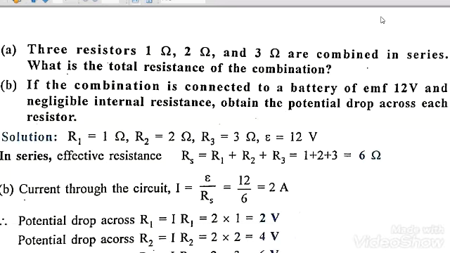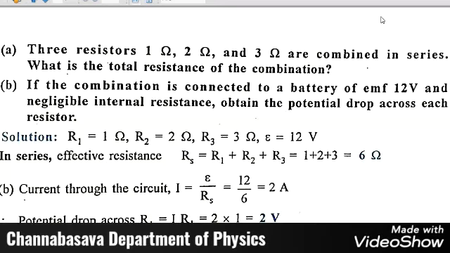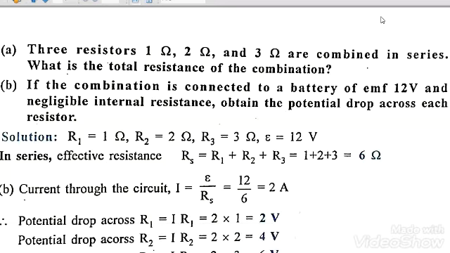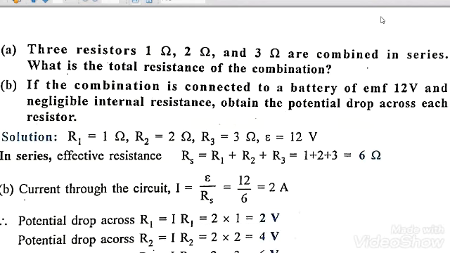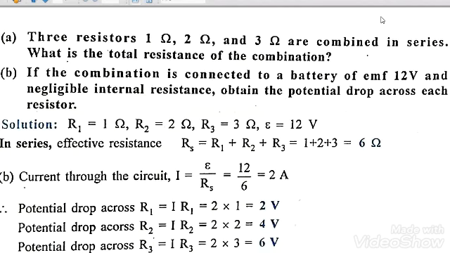Welcome back. The next problem is: resistors of 1 ohm, 2 ohm and 3 ohm are combined in series. What is the total resistance of the combination? And in the same way, part B is given. If the combination is connected to a battery of EMF 12 volt and negligible internal resistance, obtain the potential drop across each resistor. Okay, let us take the given data here.